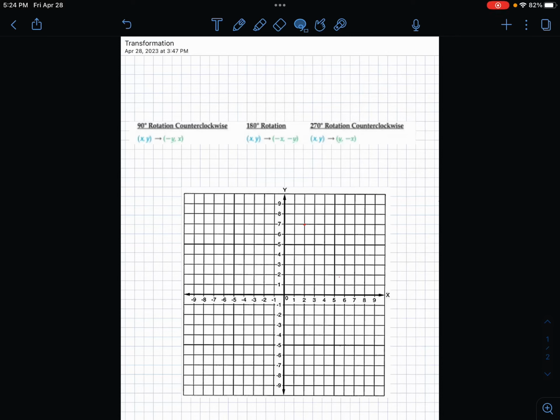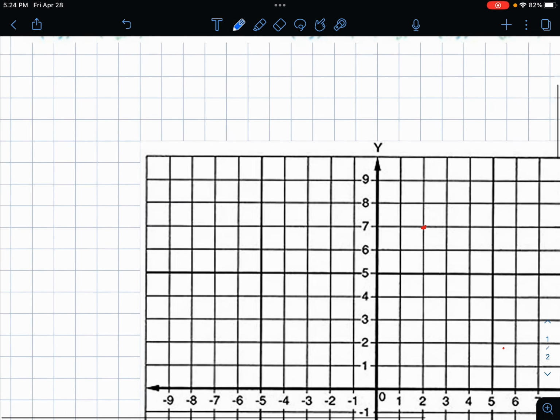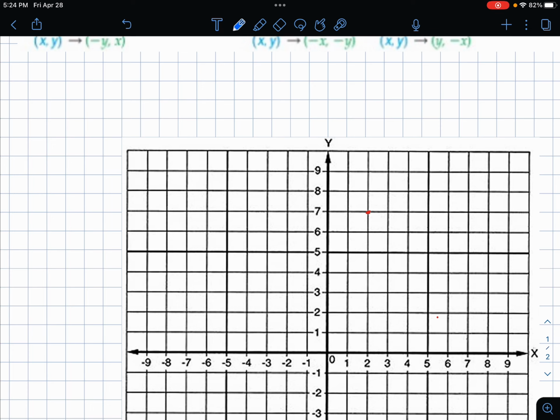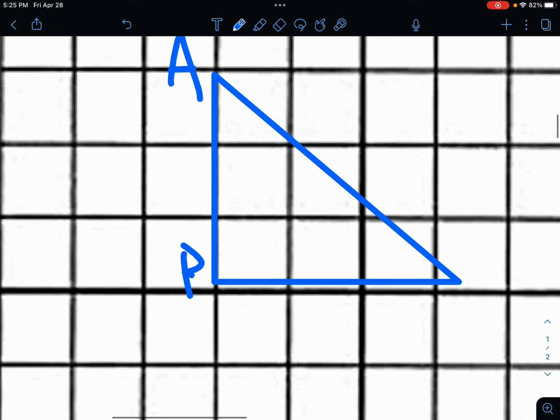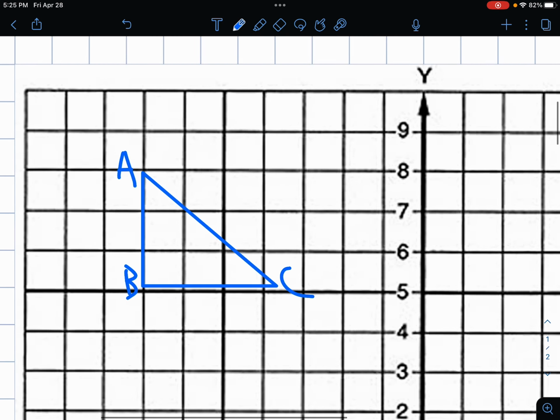Okay, now to our last and final one, rotation. So pretty much rotation is literally what's in its name. It rotates the figure. So I'm going to use a triangle, let's say right here. And now let's fill out the triangle. So here are points A, B, C, whatever, right?